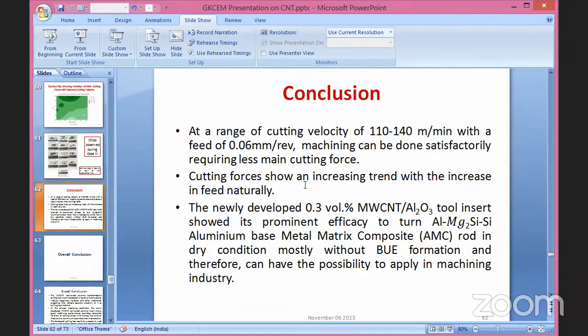And cutting forces show an increasing trend with the increase in feed, naturally. And the newly developed 0.3 volume percent multi-walled carbon nanotube and alumina cutting tool insert showed its prominent efficacy to turn this AlMg2Si aluminum base metal matrix composite rod in dry condition, mostly without built-up edge formation, and therefore can have the possibility to apply in machining industry.